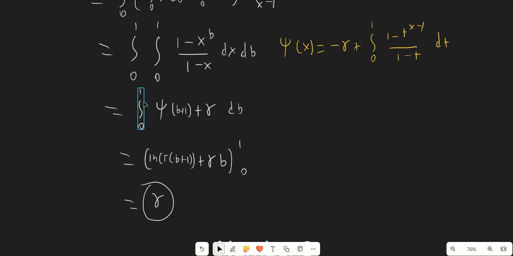Then we just integrate it from 0 to 1. Remember that the integral of the digamma function is the natural log of the gamma function, which when we evaluate gamma of 2 and gamma of 1, they're just the exact same thing, so this is just going to end up going to 0, and we just have the integral from 0 to 1 of gamma, which is just gamma, of course.